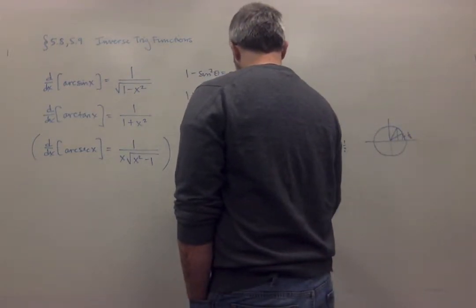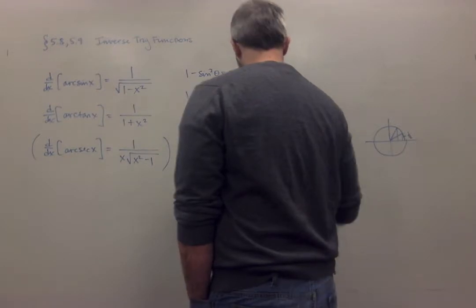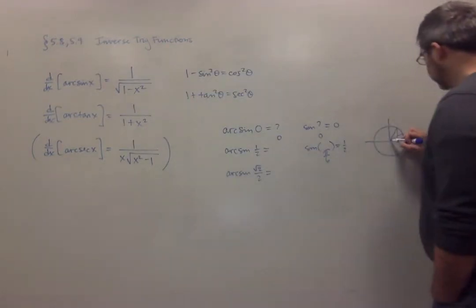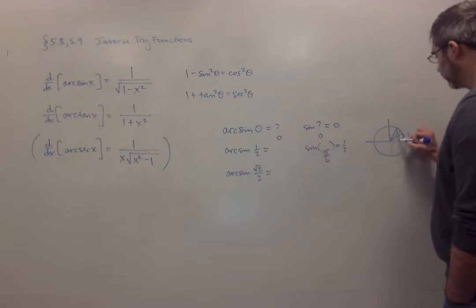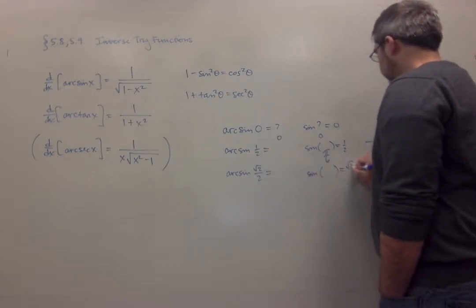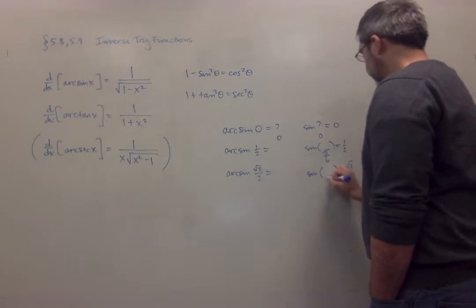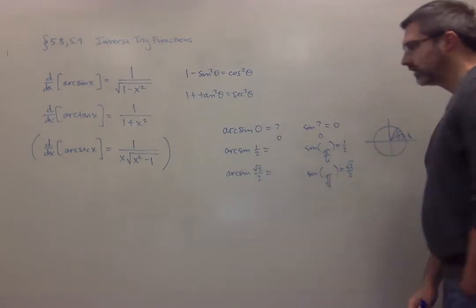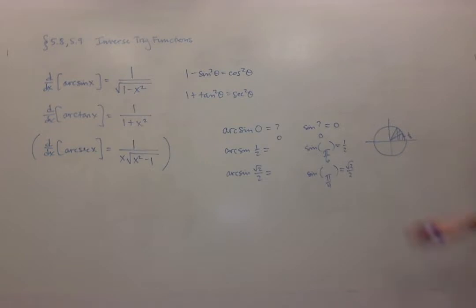What about arc sine of square root of 2 over 2? That's actually this middle one right here. And that, so the sine of what angle is root 2 over 2, that turns out to be pi over 4.